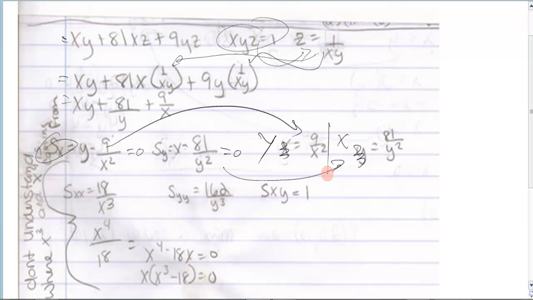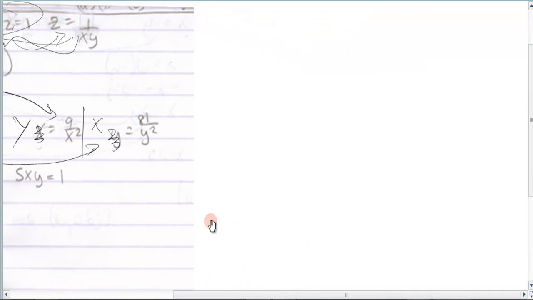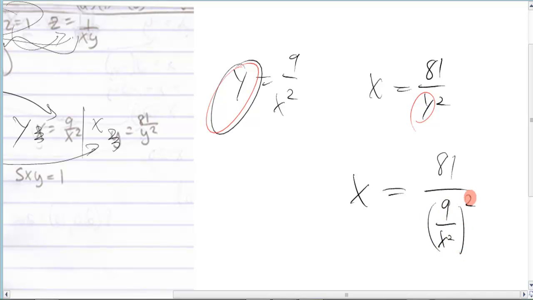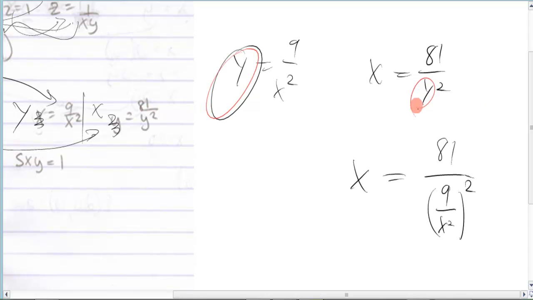Okay, so now let me scoot this over and we'll rewrite this. So we've got y equals 9 over x squared, and we have x equals 81 over y squared. So we have a system of equations. Two variables, sub one into the other. So everywhere I have a y, I'm going to take that and sub it in, and I'm going to replace it with the 9 over x squared. So that's going to leave me with x equals 81 over 9 over x squared. Okay, that just came from subbing in for that y.